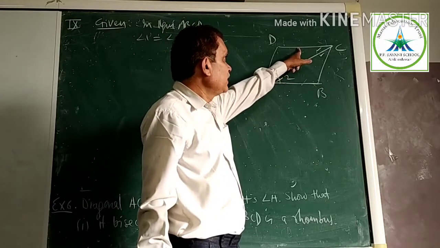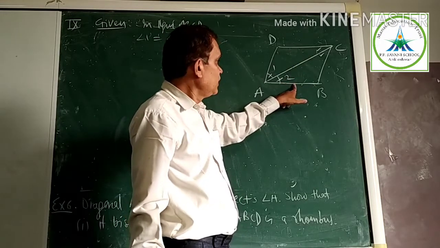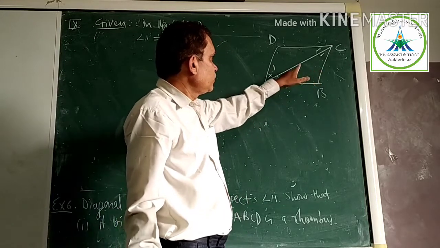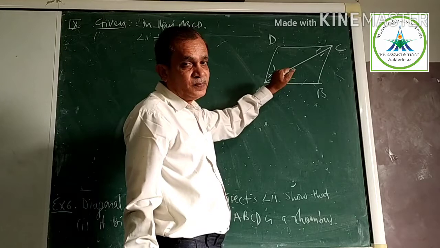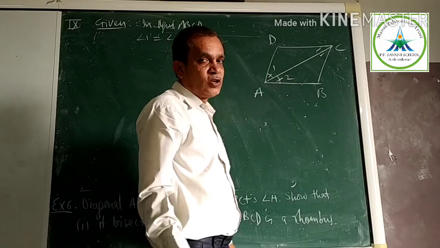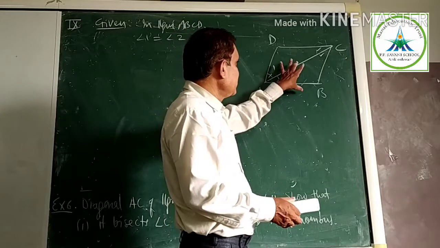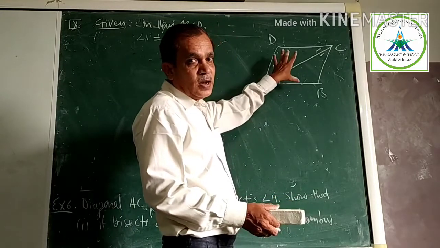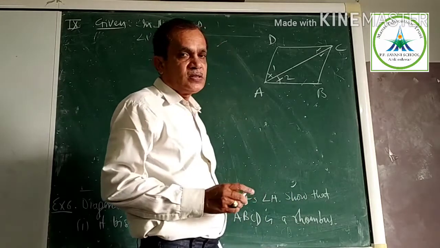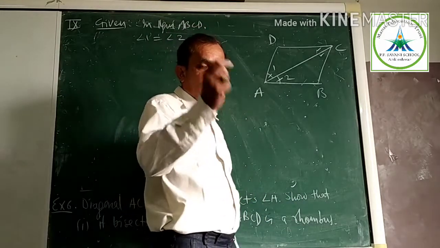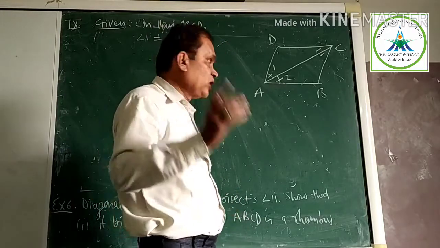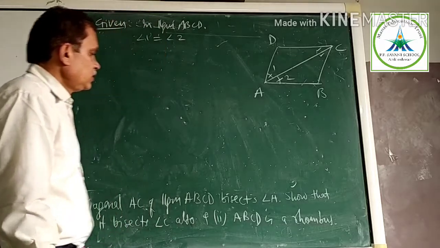This angle, this side equal to this side. This side equal to this side. So AC equal to AC, common. Yes or no? So triangles are congruent. So prove that these triangles are congruent and try your best. Can you? I am waiting for 30 seconds. Let me see how many of you try. I will ask a question. Please.